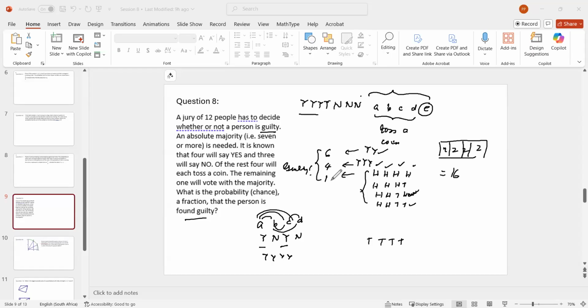Okay, so there are 11 of these 16 possibilities where the fellow is guilty. Right? So the probability of a guilty verdict is 11 over 16. See? All right, so in 11 cases, you'll have 2 or more. Okay, so that takes care of that.